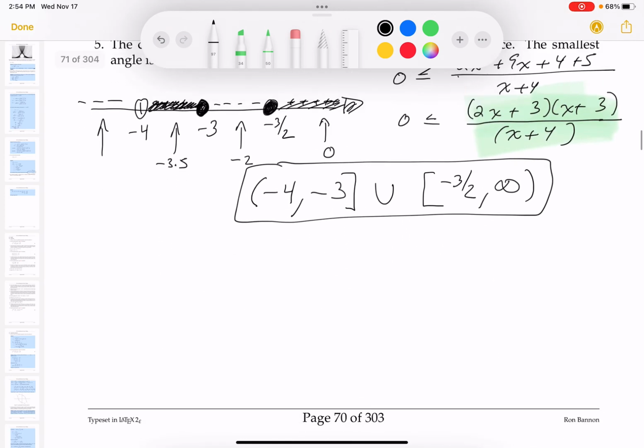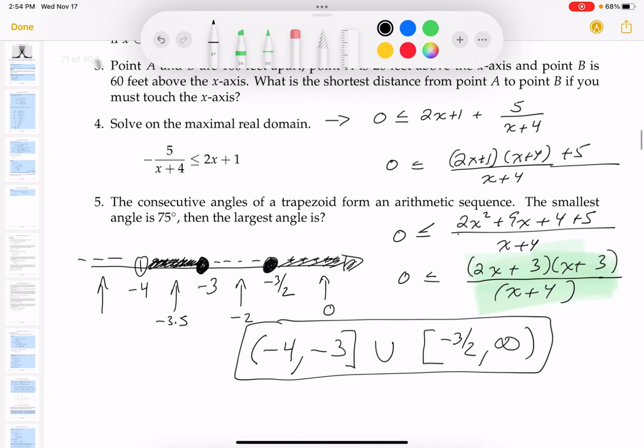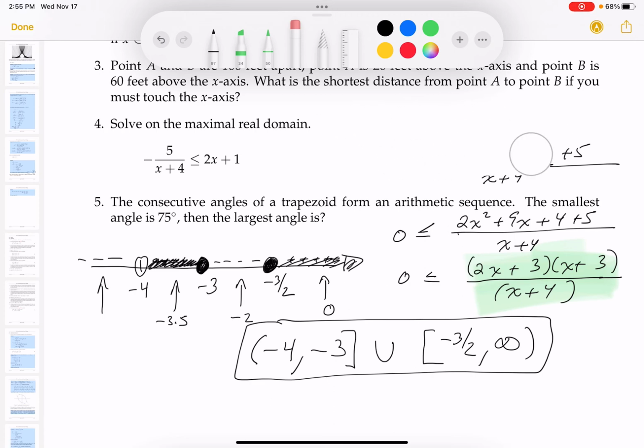And I feel pretty good about that. That's a confidence builder. So number 4 is done. What I'm going to do now, I'm going to erase. Remember, this is recorded. You can always return to it and look at the beginning if you need to.